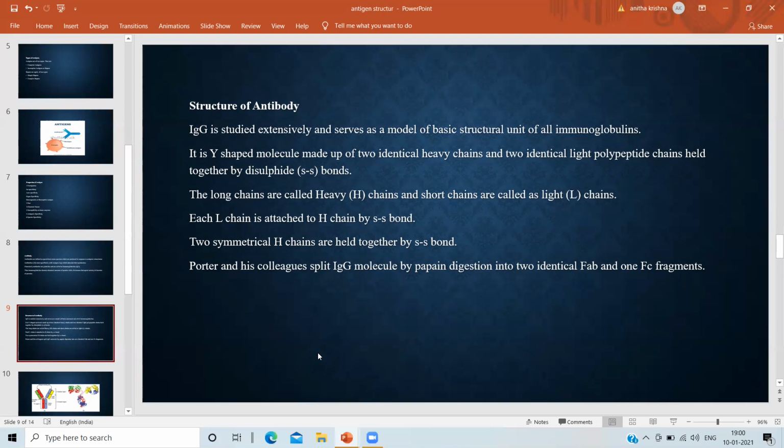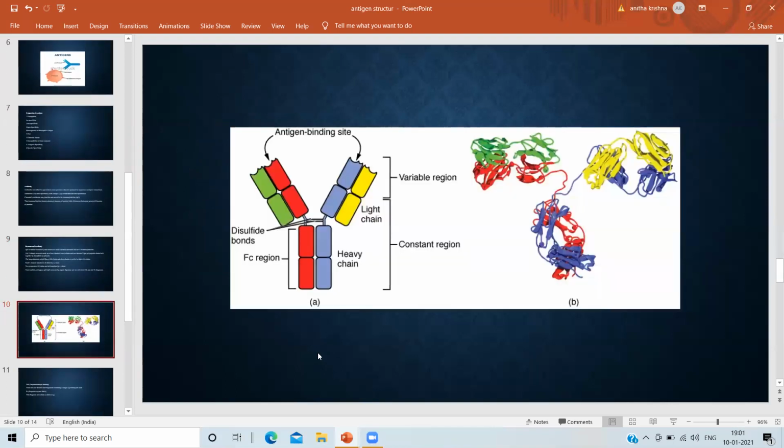Now, what are these Fab fragments and what are these Fc fragments? We will see in detail. So this is the structure of your antibody. As I said, it has an Fc region and a Fab region. So this is the Fab region and this is the Fc region. It has heavy chains and light chains, and these are the disulfide linkages which bind the heavy chains with the light chains. And this is the site where the antigen comes and binds with the antibody.